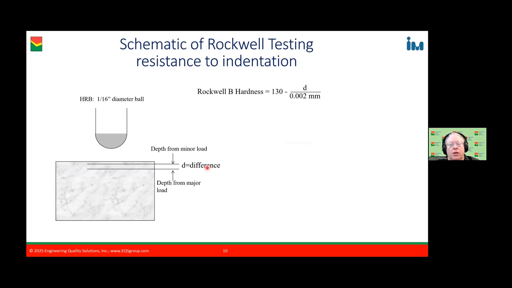Because of what Rockwell testing is. As I said, or any other type of hardness test, it's a resistance to indentation. It is determined by pressing a 16th inch diameter ball, if we're talking about a Rockwell B scale, into the metal, and we're just measuring the depth of that indentation. It drops into a formula.